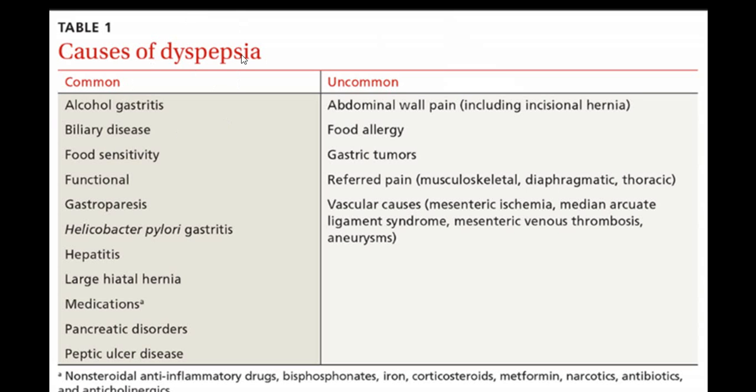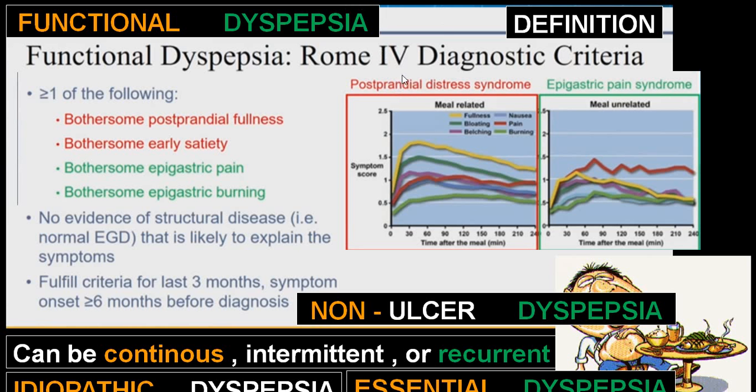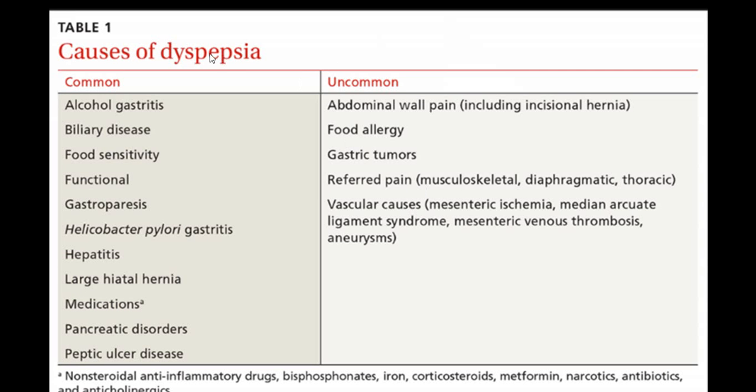The commonest causes in both, whether it is epigastric pain or bloating sensation, which we call postprandial distress syndrome, so related to food, include alcohol, gastritis, biliary disease, food sensitivity, functional gastroparesis, Helicobacter pylori, hepatitis, hiatus hernia, medications, pancreatic disorders, peptic ulcer disease, etc. Or maybe gastric tumors, referred pain, vascular causes, all this.